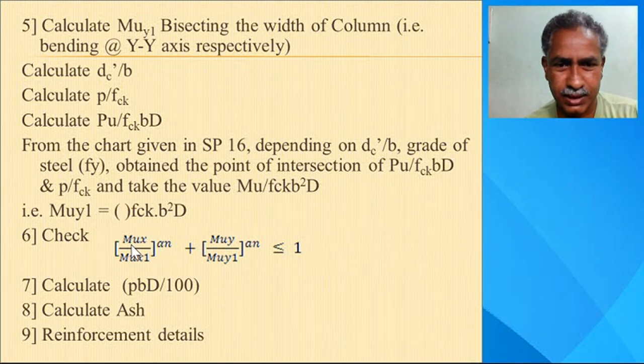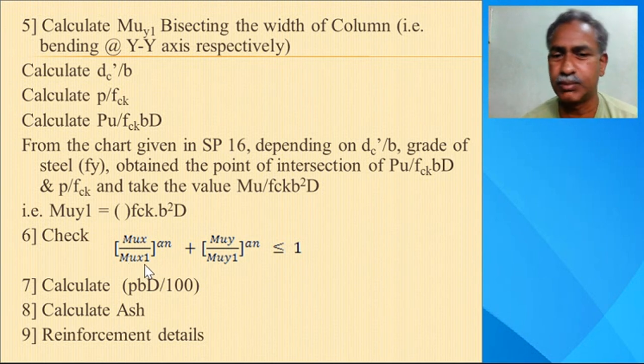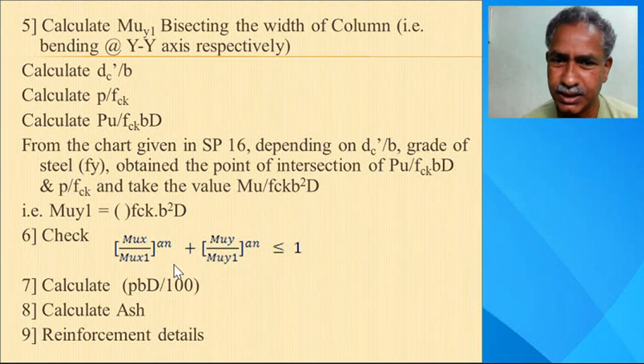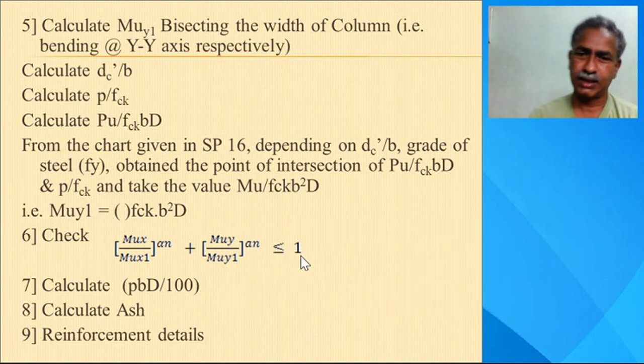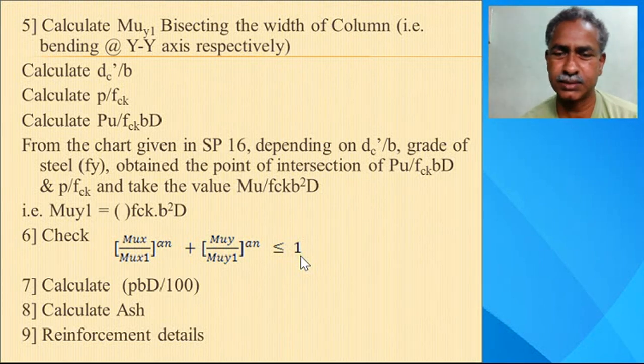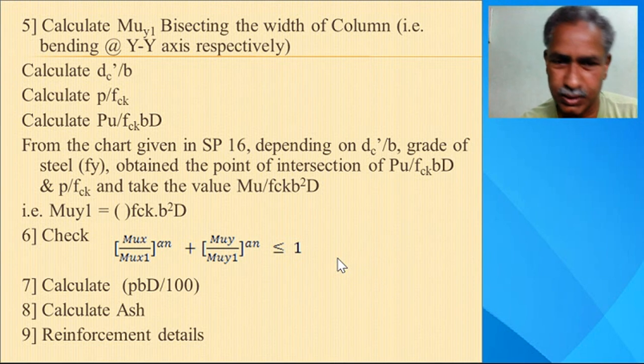Then we can check. MUX is the bending moment externally applied. MUX1 is the moment when we consider Pu is 0 and MUY is 0. Then alpha n is related to the Pu by Puz ratio. We take MUX divided by MUX1 to the power alpha n, plus MUY divided by MUY1 to the power alpha n. This value should be less than or equal to 1. Then whatever cross section and percentage of steel we have assumed is okay, which means the design of the biaxial column is okay. Otherwise, increase the percentage of steel or the cross section of the column.